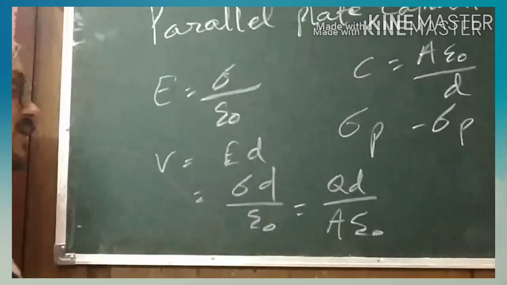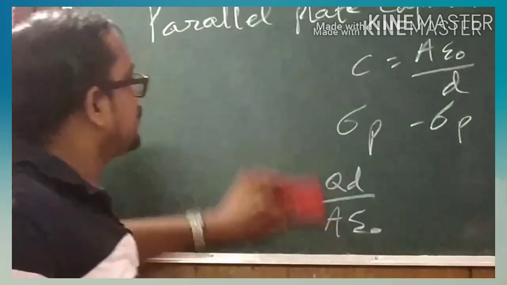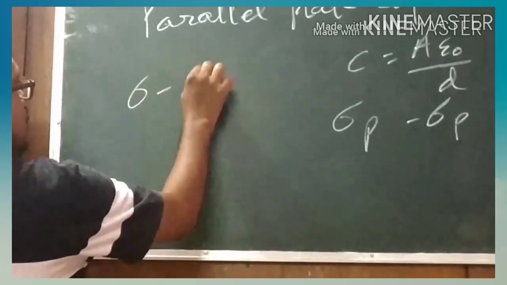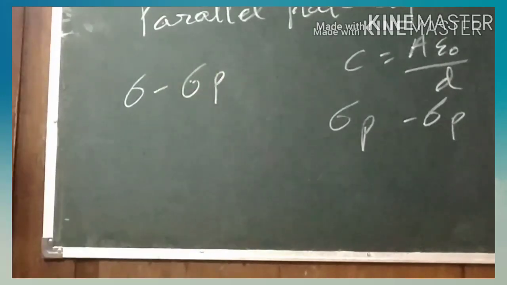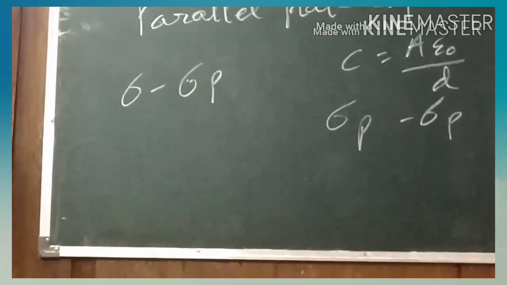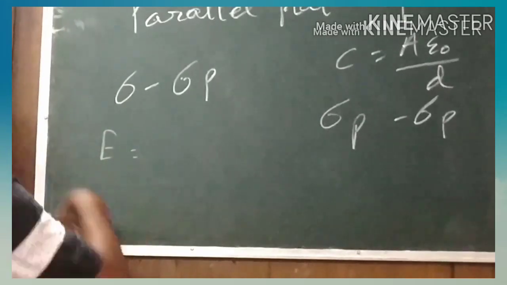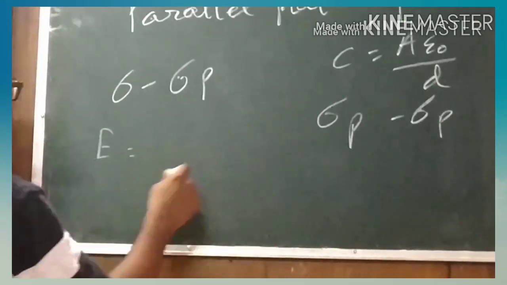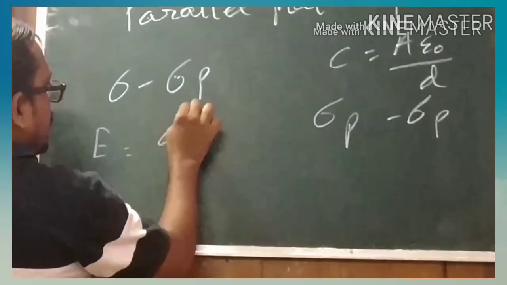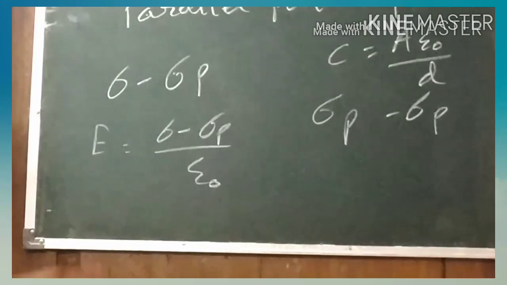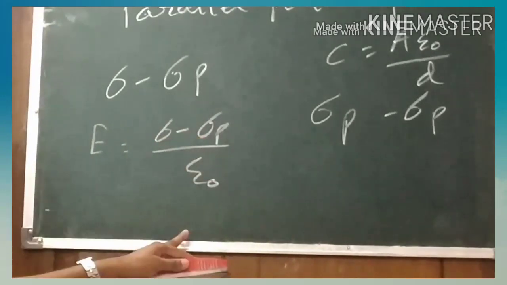The surface charge density becomes sigma p and minus sigma p. Now the net surface charge density between the two parallel plates will be equal to sigma minus sigma p. Now we can find E. In the previous slide we got the value E equal to sigma by epsilon 0.